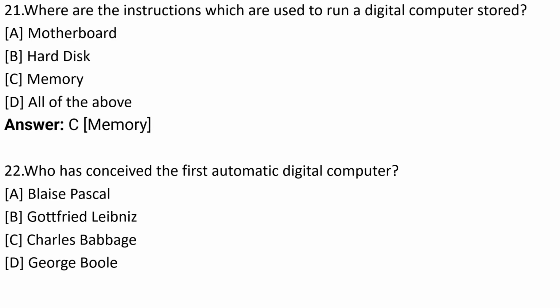Question number 22. Who has conceived the first automatic digital computer? Option A, Blaise Pascal. Option B, Gottfried Leibniz. Option C, Charles Babbage. Option D, George Boole. And the answer is option C, Charles Babbage.